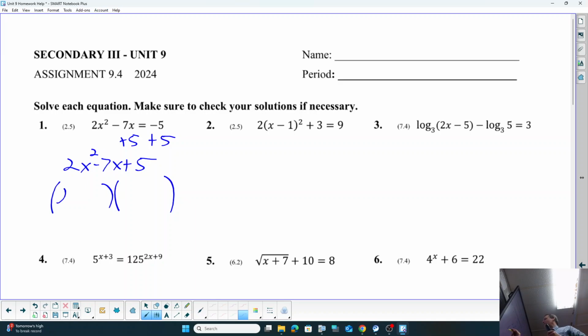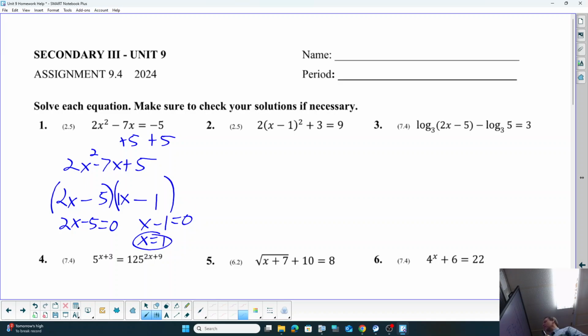So 2x squared factors into 2x and x, 1 and 2. And then factors of 5. Maybe 1 and 5. And a negative times a negative is a positive. So then that'd be a negative 5x, and a negative 1 times negative 2x is a negative 7x. We did it. And you have to set each one equal to, do you remember? 0. Set them each equal to 0.